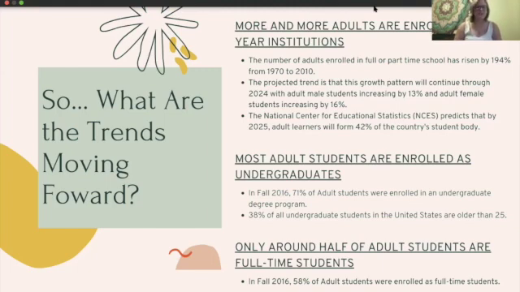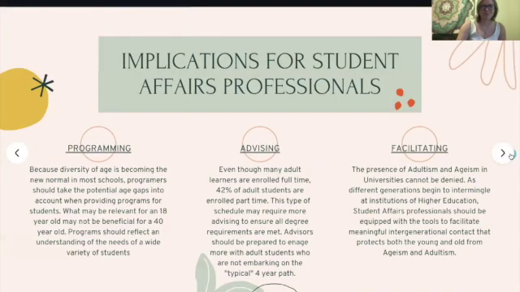And then the last important trend that I'd like to note is that only around half of adult students are full-time students. In the fall of 2016, 58% of adult students were enrolled as full-time students. So while that is a majority of adult students, it's still a very significant amount of adult students that are not full-time students. And that is obviously going to play into how these student populations are served in higher education institutions.